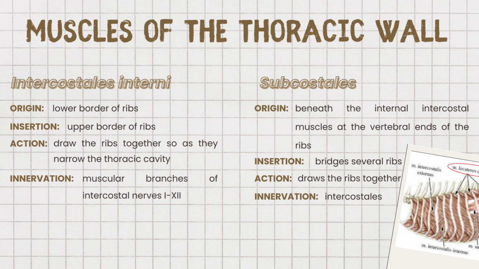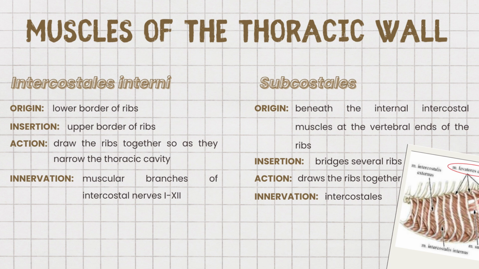Subcostalis. Origin, beneath the internal intercostal muscle at the vertebral ends of the ribs. Insertion, bridges several ribs. Action, draws the rib together. Innervation, intercostal nerves.